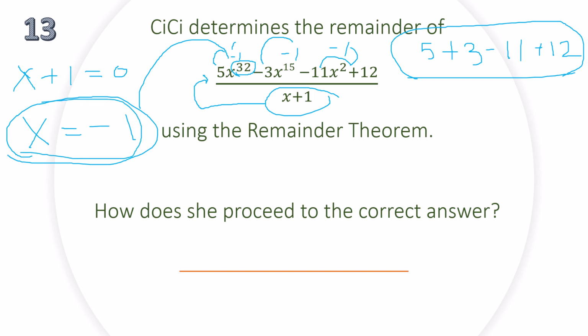And then she's going to find f of -1. If you get 0, you know that that is a factor. If you get anything other than 0, you have a remainder. In this case, we got 9. So she concludes that x plus 1 is not a factor. So we're taking what we've been doing in math and we're putting it into words.